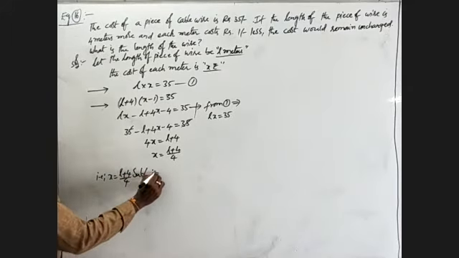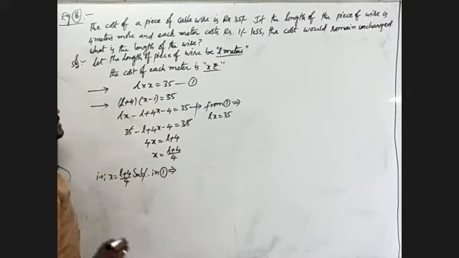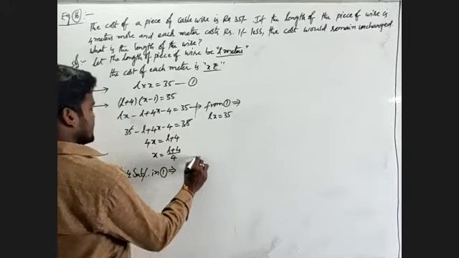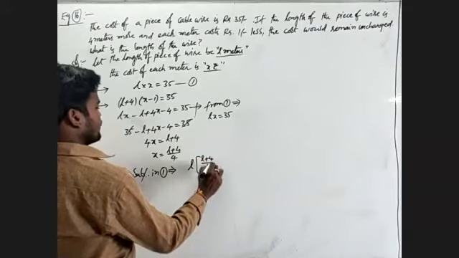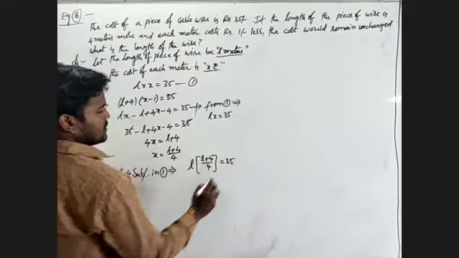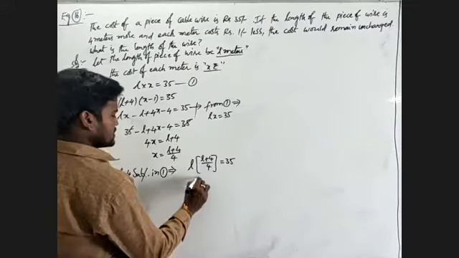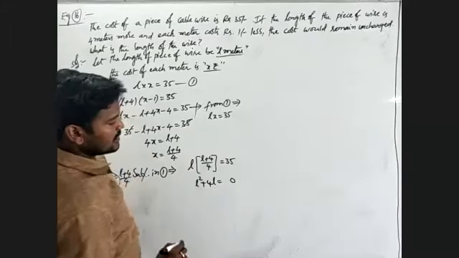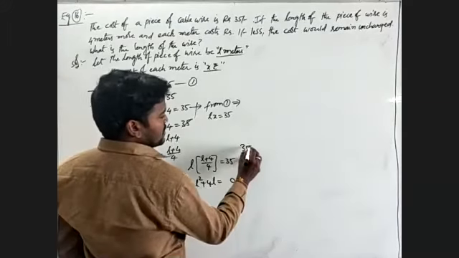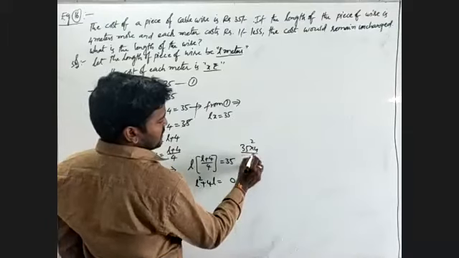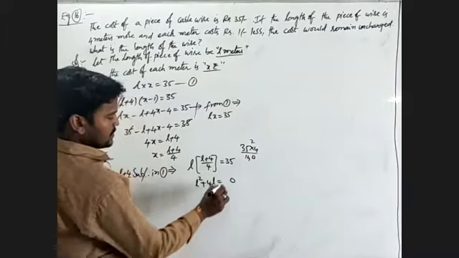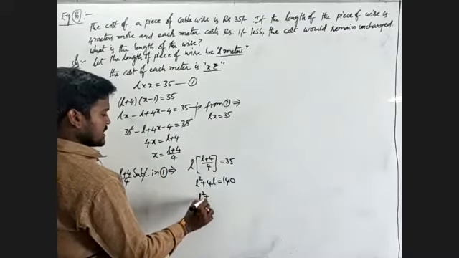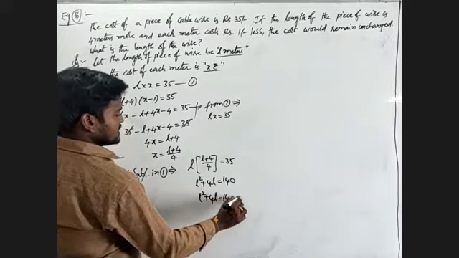Substituting in 1, we substitute x with L plus 4 by 4. That is L into L plus 4 by 4 is equal to 35. Multiplying this, L square plus 4L is equal to 35 into 4. 5 fours are 20, 4 threes are 12 plus 2 is 14, so the value is 140. Now this can be written as L square plus 4L minus 140 is equal to 0.